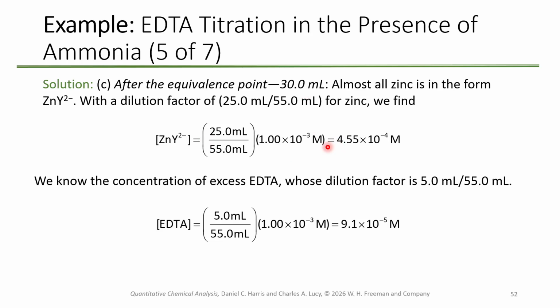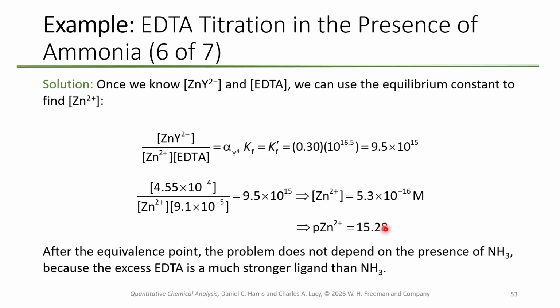Okay, and so we're going to take that dilution factor times the concentration we started with, and that's going to equal the 4.55 times 10 to the negative 4. Now we also know the concentration of our excess EDTA, so we again need to apply our dilution factor, which is 5 out of 55. And that's the concentration right there of our EDTA from the original problem. Once we know those concentrations, we can plug them into our expression.